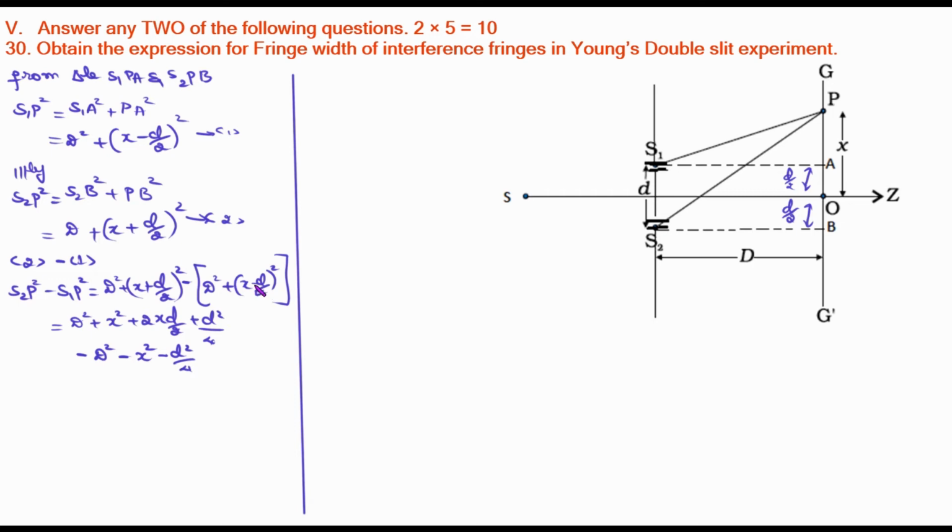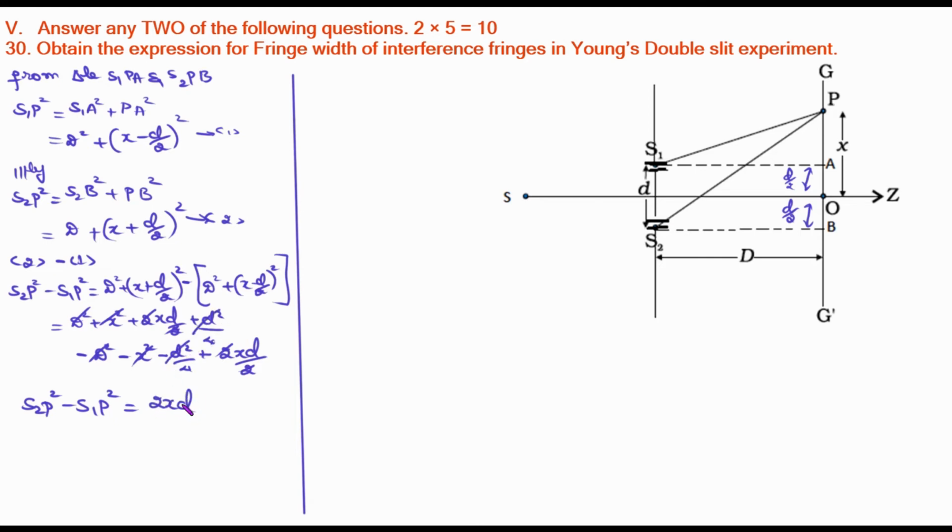into minus minus 2x d by 2 comes, so that minus multiplied with this minus gives 2x d by 2. The 2 and 2 here also get cancelled. Plus d square minus d square plus x square minus x square. So you'll have S2P square minus S1P square is equal to, here there is one xd, here also there is one xd. This will also get cancelled.